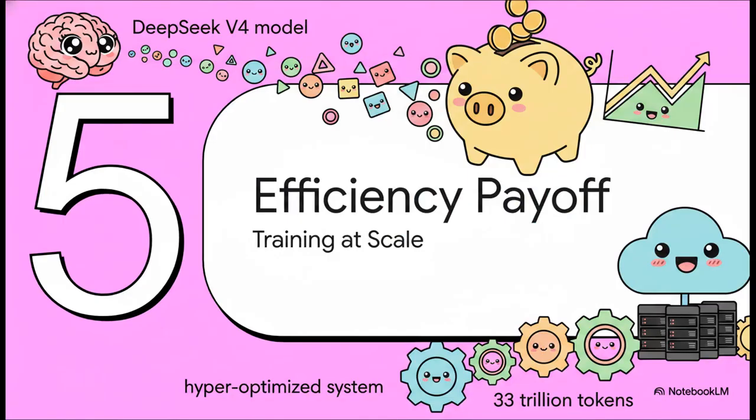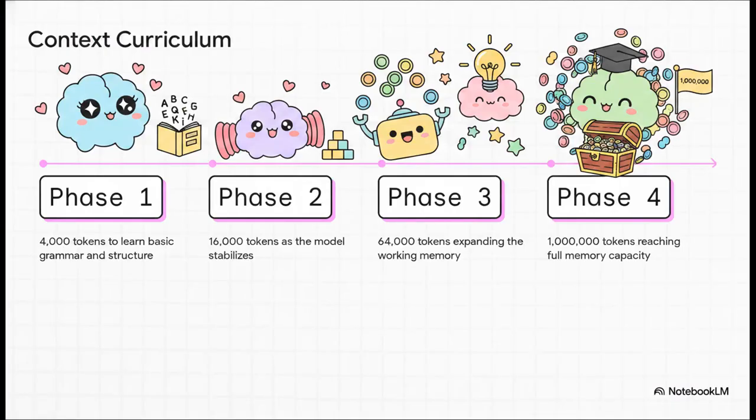Finally, let's look at Section 5, the ultimate efficiency payoff. Now, how does this system behave with real data? Well, instead of overwhelming the model on day one, they used an expanding context curriculum. They started the model off at a mere 4,000 tokens to teach it basic grammar, and then slowly stepped it up, phase by phase, all the way to a full 1,000,000 tokens. They basically stretched the model's context horizon gently as its working memory stabilized.